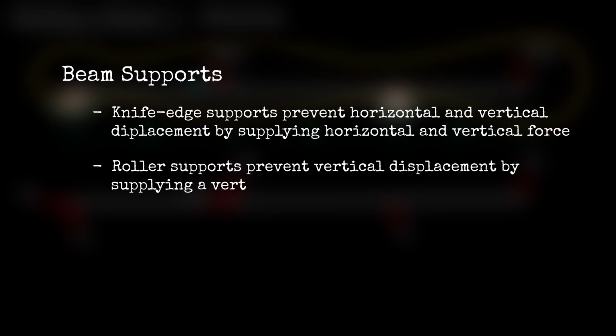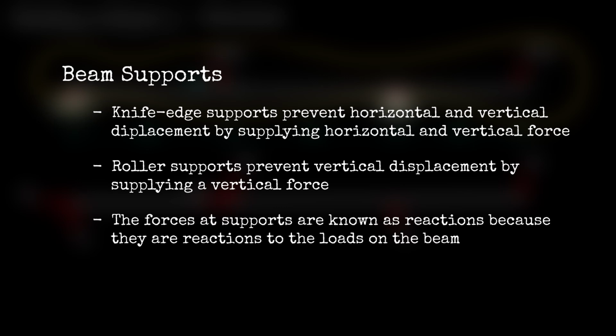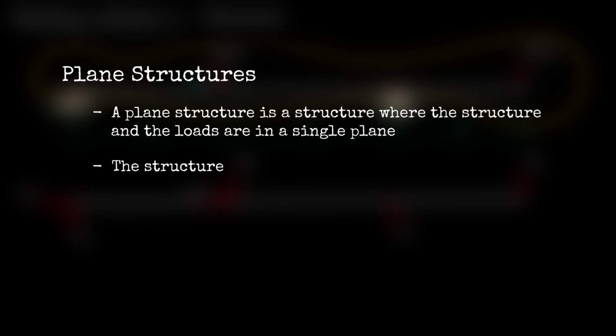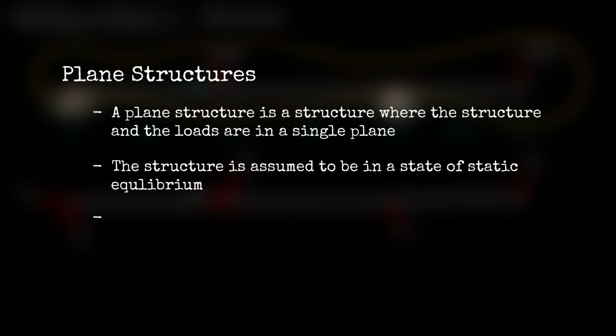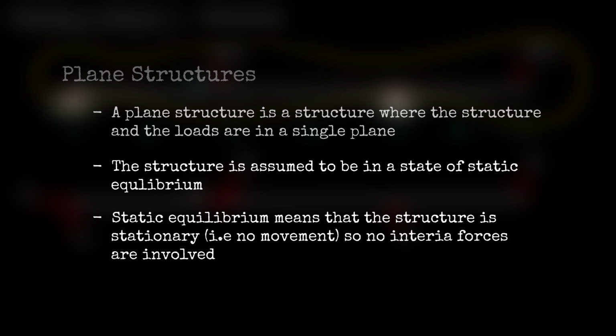The next step is to use equilibrium equations to find the unknown forces. We're dealing with a structure where both the structure itself and the loads lie in a single plane. That is the plane of your screen. Such structures are known as plane structures. The structure is assumed to be in a state of static equilibrium. In other words, the structure is stationary, so no inertia forces are involved.